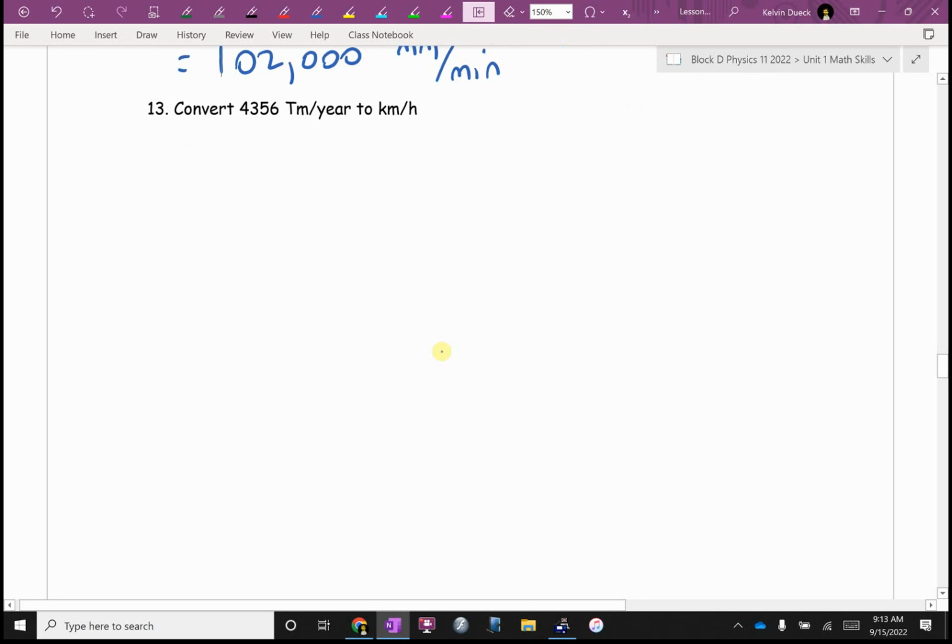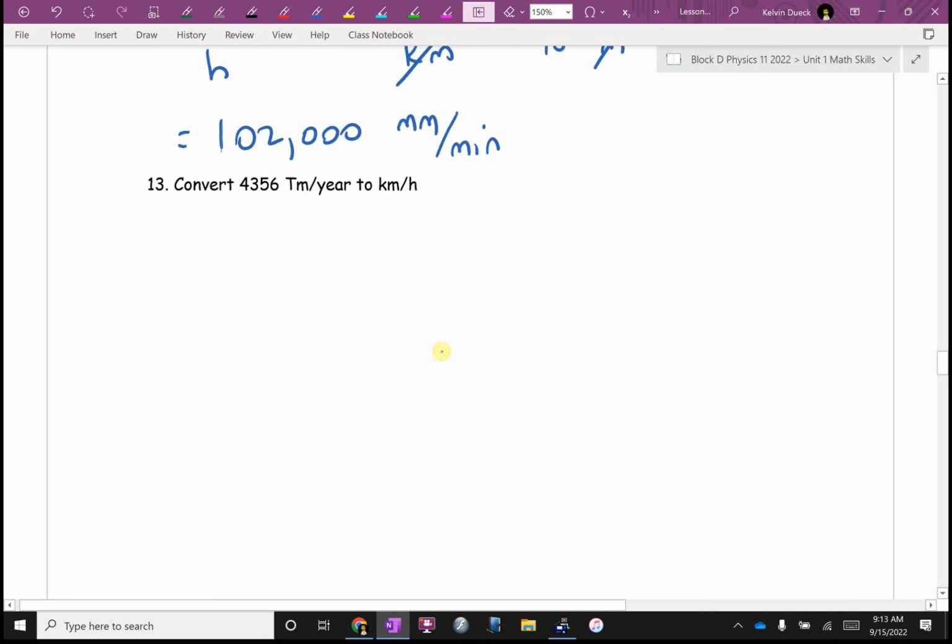One more yucky one. Convert 4,356 terameters per year to kilometers per hour. Ella, we can do this. What's the first thing I'm going to do? Yeah, well. And I'll write it as a 2-level fraction because then I can clearly see what's on the top, what's on the bottom. Remember, the proper abbreviation for year is A, annually.